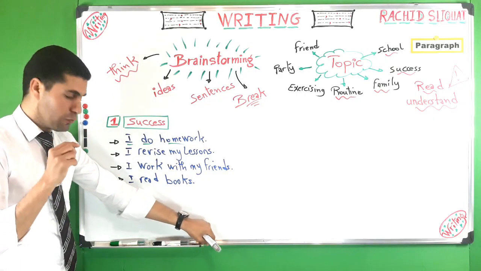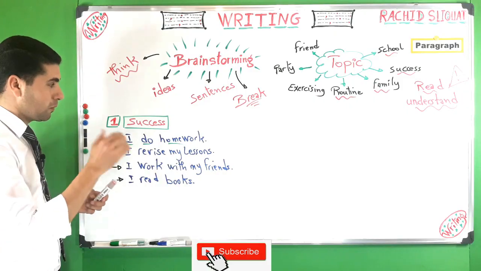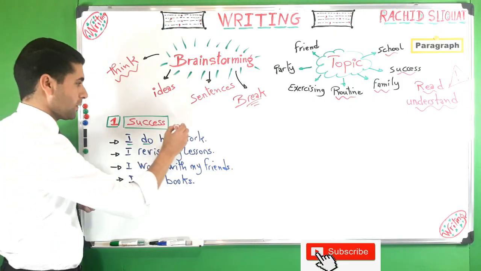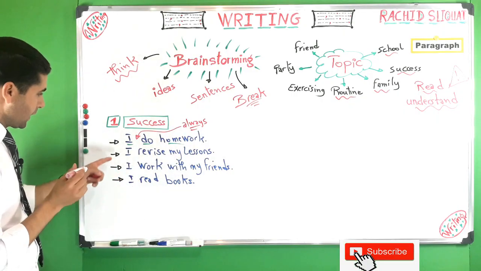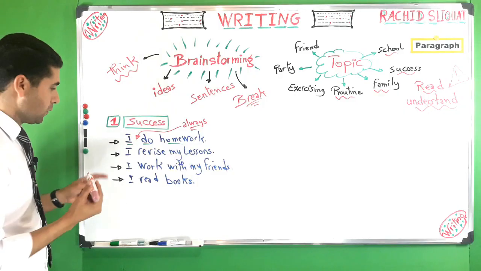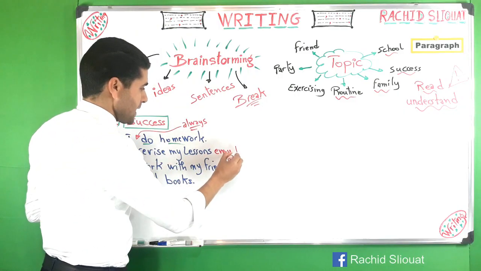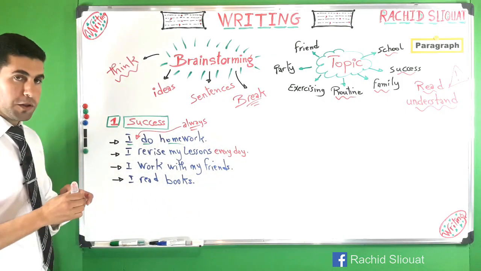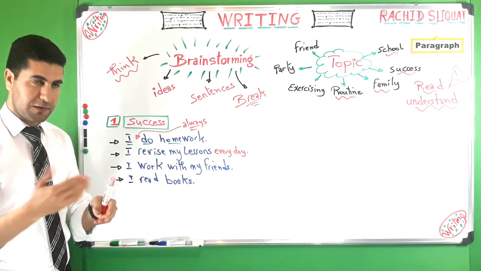Now here we can include some other expressions. So we can say I do homework, or I always do homework. Here again, I revise my lessons, or I always revise my lessons, or I revise my lessons every day. I work with my friends, or I sometimes work with my friends, etc.